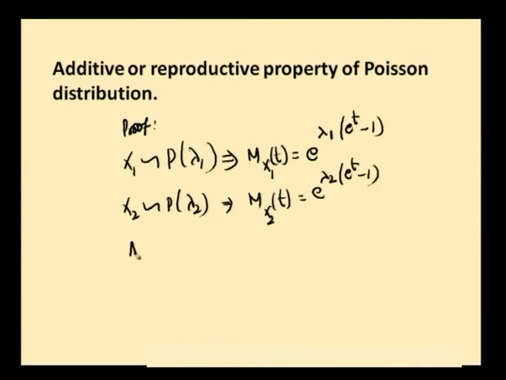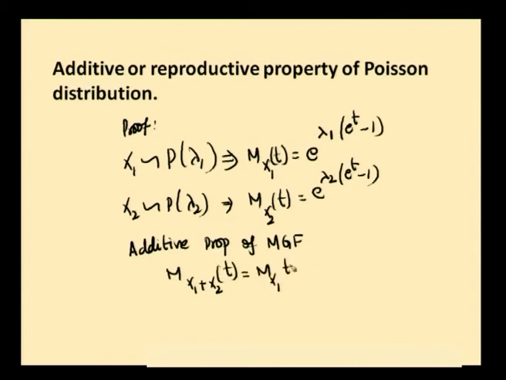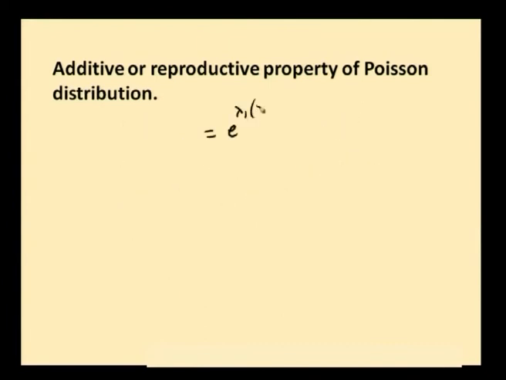So, according to the additive property of moment generating function, which we have already discussed in the previous sessions, we know that mx1 plus x2 of t is equal to mx1 of t into mx2 of t. So, what is mx1 for Poisson distribution? It is e power lambda 1 into e power t minus 1, and this is e power lambda 2 into e power t minus 1, right. And now we can add: e power lambda 1 plus lambda 2 into e power t minus 1.